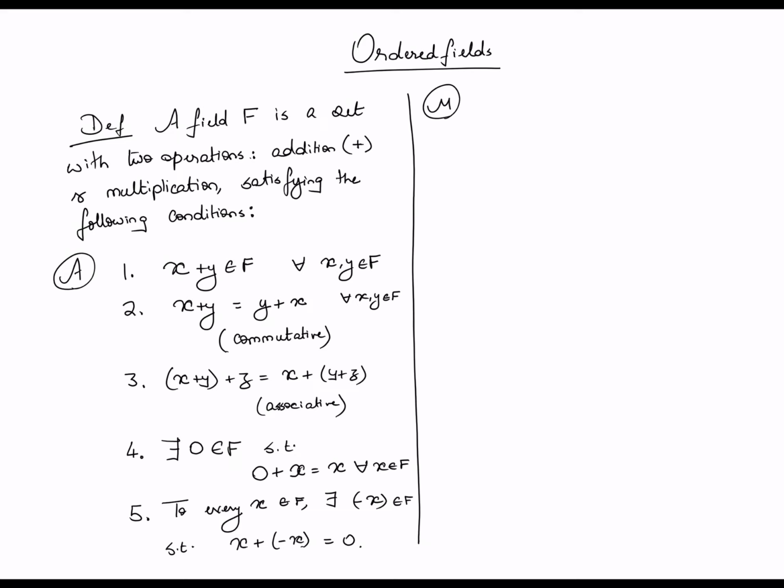Multiplication is also supposed to satisfy a very similar set of assumptions. First assumption being that if I write xy, this is basically the multiplication operation applied to x and y. Okay, so xy belongs to F for all x, y in F, right? Which means that the field is closed under multiplication. The next is again the commutative property, namely xy is equal to yx.